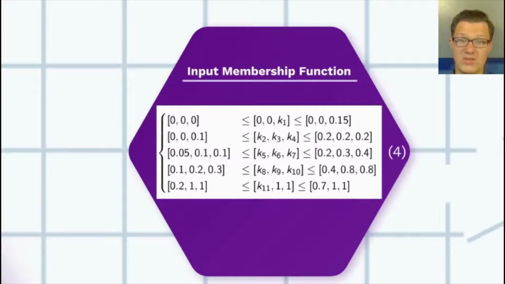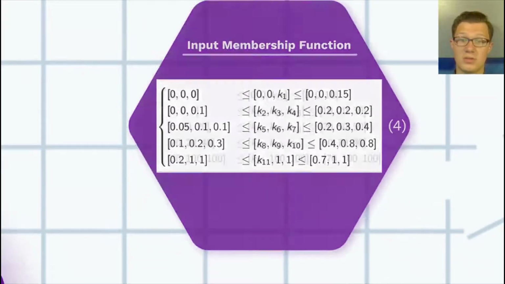So our objective is to optimize the input membership function of the fuzzy logic control and the output membership function of the fuzzy logic control. For the input function, we have 11 parameters that we would like to optimize. They're K1, K2, all the way to K11. And this set of parameters are optimized according to these lower and upper bounds that were selected based on a set of trials.